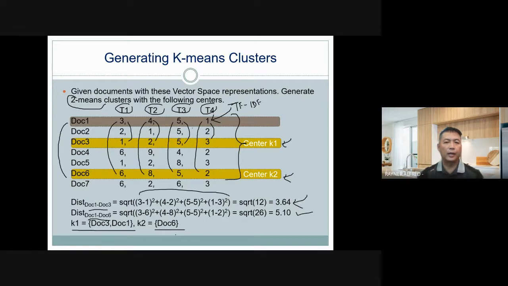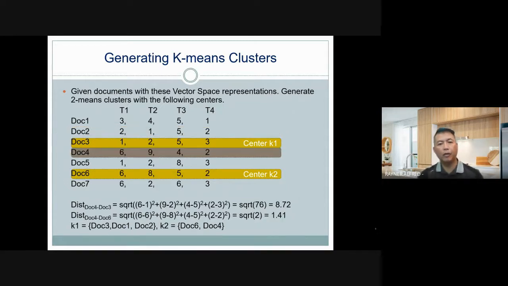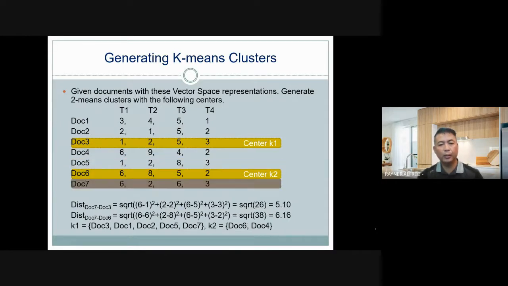Okay, on the next slide, I will compare document 2 to document 3 and 6, and we pick the smaller one, and we find that document 2 also belongs to cluster 1, and we repeat for all the remaining until we are done with document 7. So once we have done with document 7, we have two clusters here. In cluster 1 we have 5 members, and in cluster 2 we have 2 members.